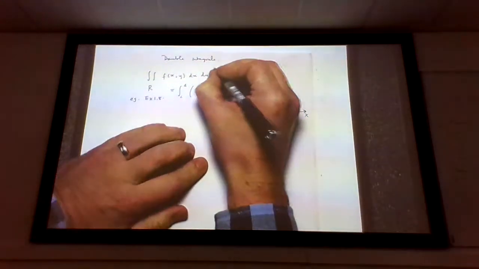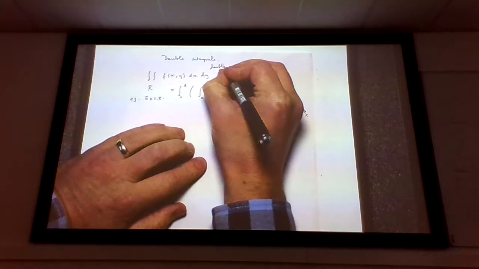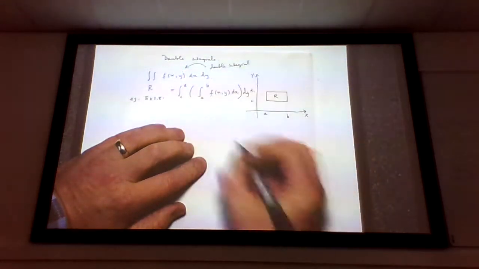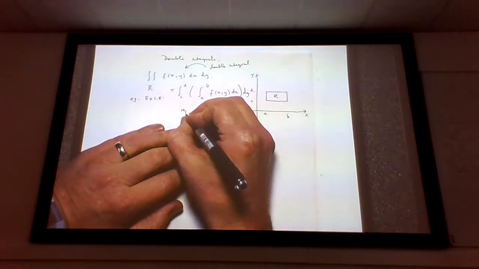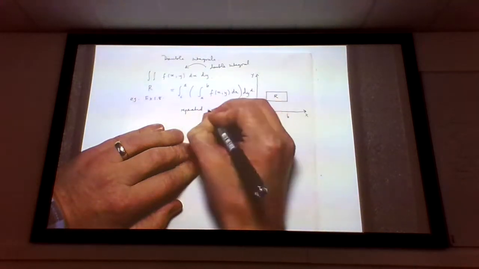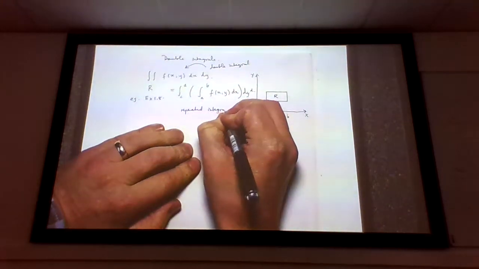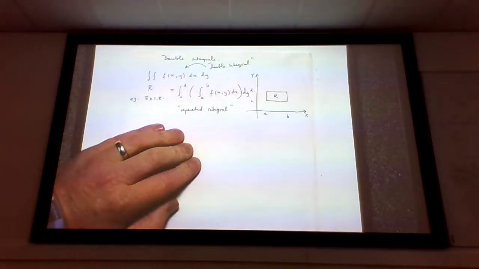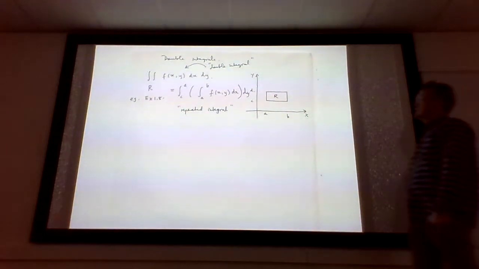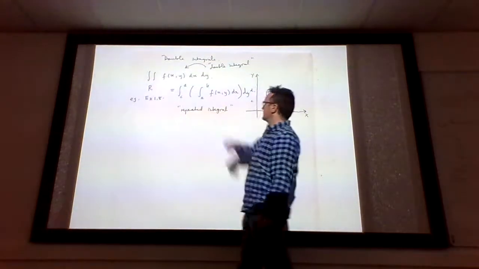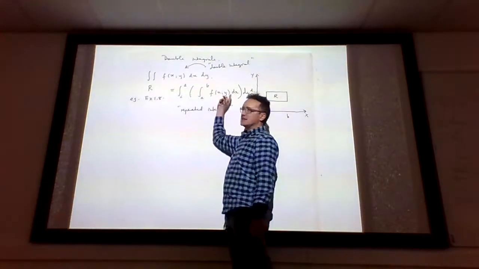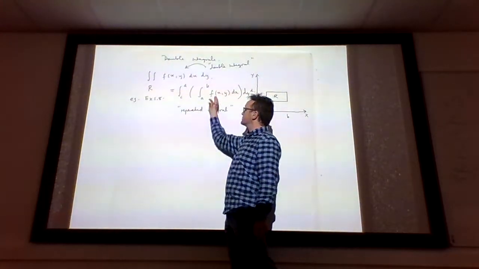So just some of the terminology. This thing is a double integral, the original thing. This representation we're looking at here is more what you'd call a repeated integral, because it's one integral and then a second integral. Okay? Or it's a series of nested integrals, one integral inside the other.